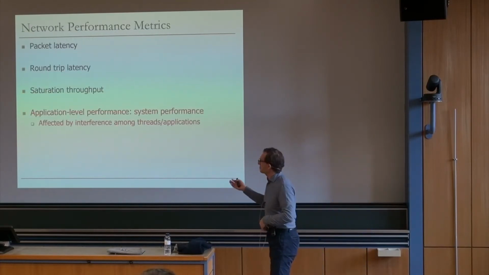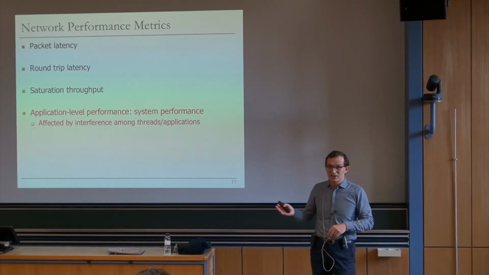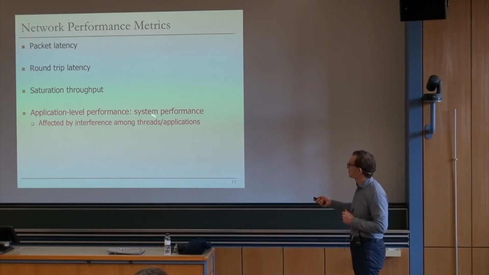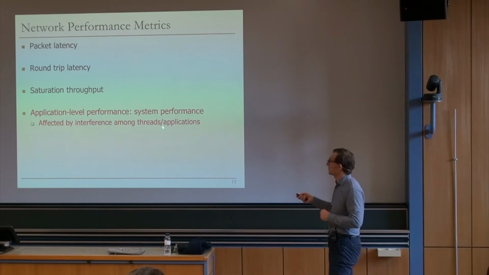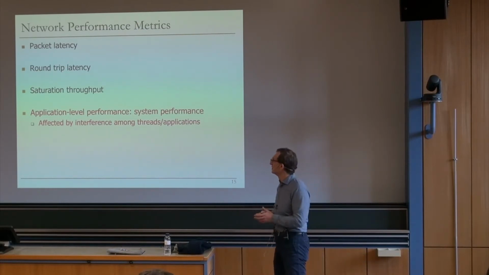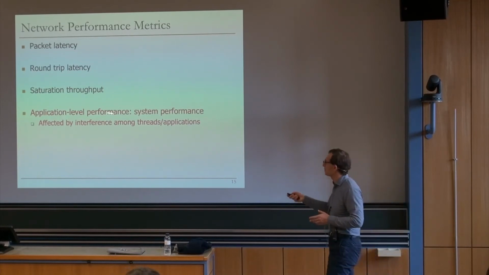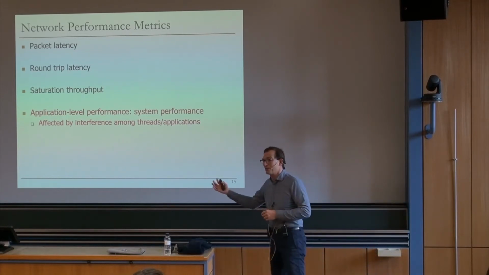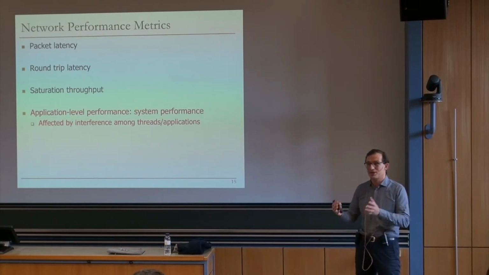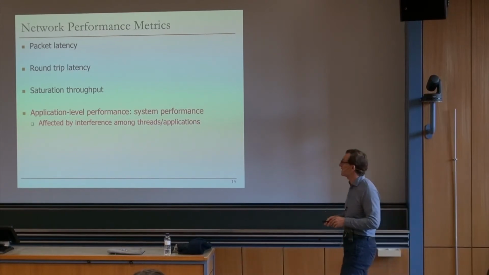But I think actually a lot of works, especially in on-chip networks, more recently focused on application level performance, system performance, and this is really important, as you know by now. This is affected by interference among threads and applications also. So this is really important to consider. So we'll take a more application level view. And if you actually think about the applications, maybe there's a different way of designing networks.